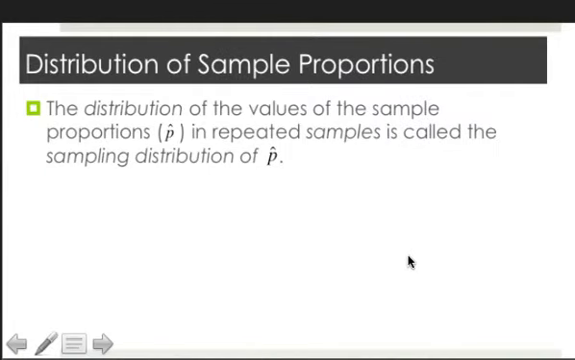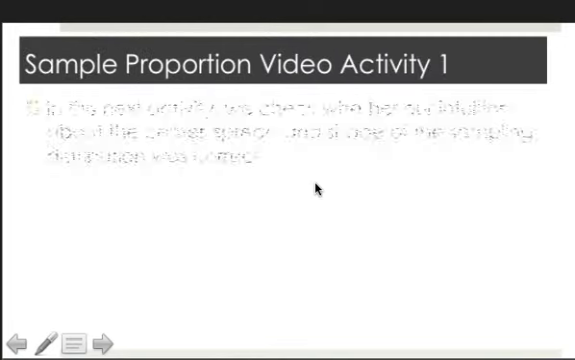So, when we talk about this distribution, let's give it a more formal name. The distribution of the values of the sample proportions, remember, since we're talking about samples here, we talk about p hat. This is the notation we've seen before. If we do this in repeated samples, we call this the sampling distribution of p hat. So again, thinking of the sample proportions as a random variable, it has a distribution, and we call that the sampling distribution of p hat.